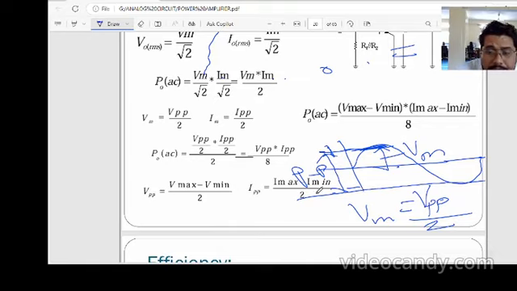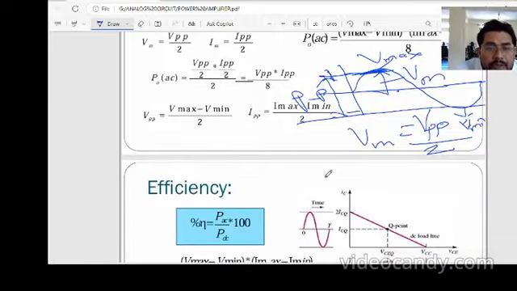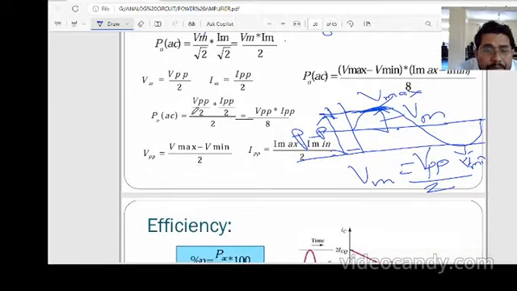We can also call it V. This is the V max, this value is also called V max, and this is the V min. So we can put this value here. Output AC equals peak to peak voltage times peak to peak input current divided by 8, because 2 into 2 multiplied by 2 is 8.